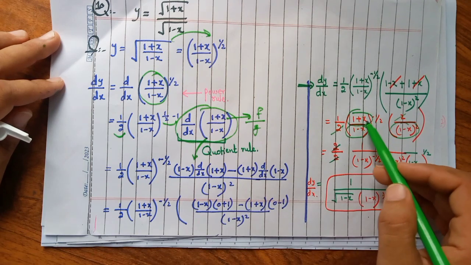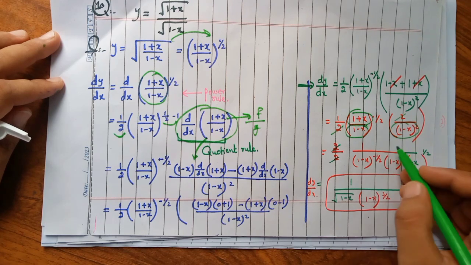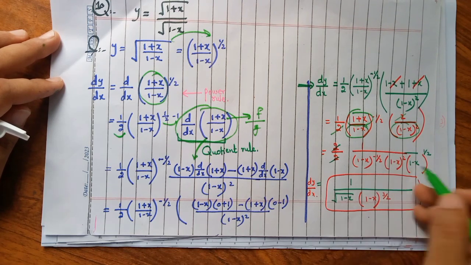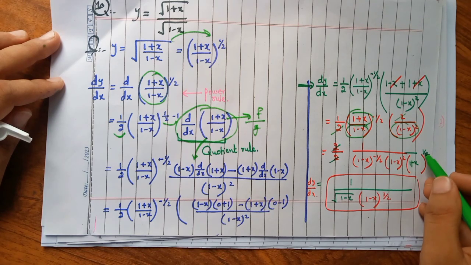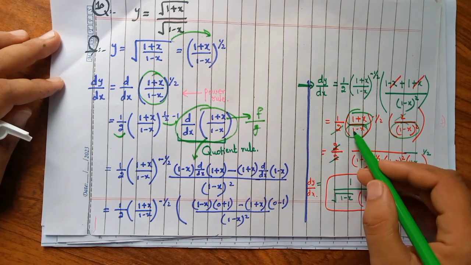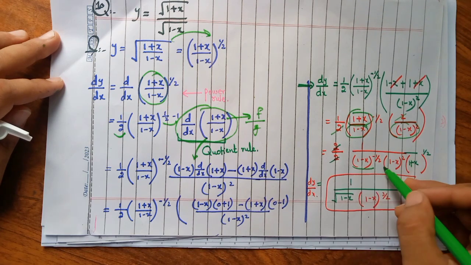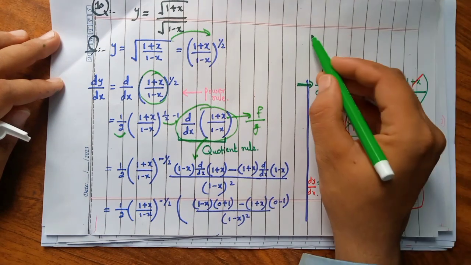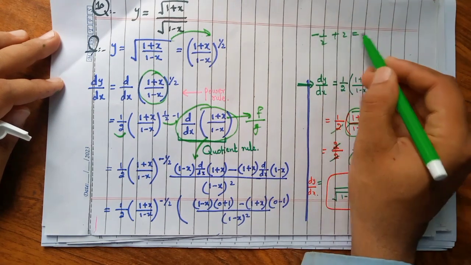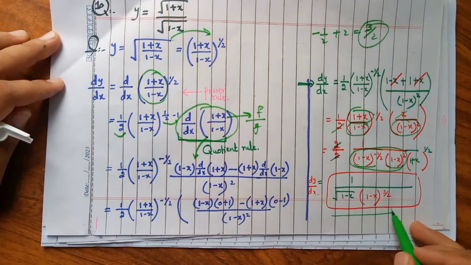So this is 1 plus x having power 1 minus 1 over 2. In the denominator, 1 plus x will have power plus 1 over 2. So this 1 minus x has power minus 1 over 2, and 1 minus x has power 2. If we combine these two powers, this will become minus 1 over 2 plus 2. So this will be equal to positive 3 over 2. So this is the final answer of the question.